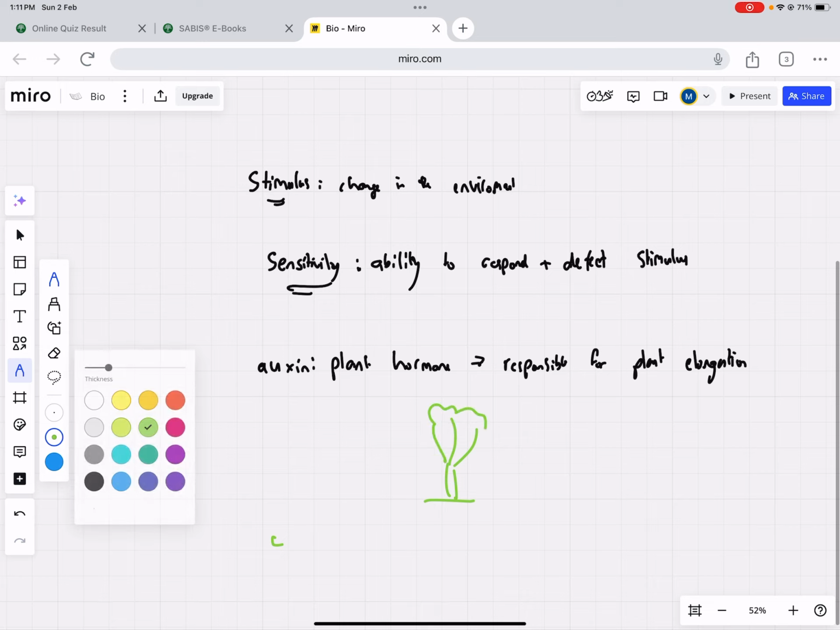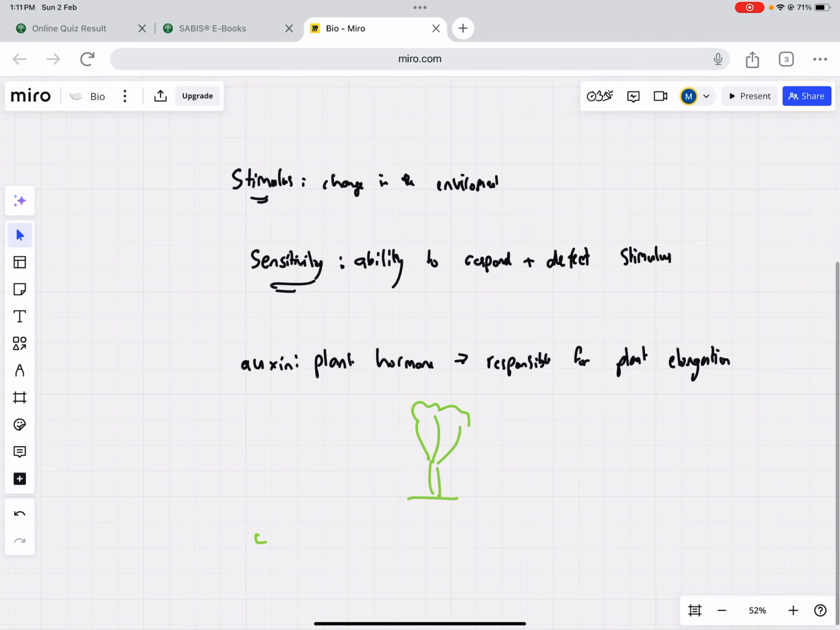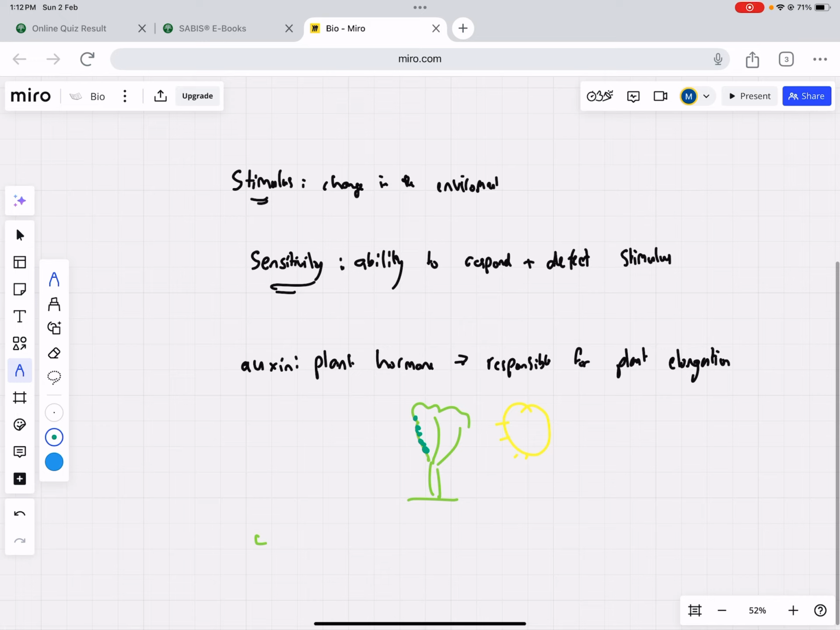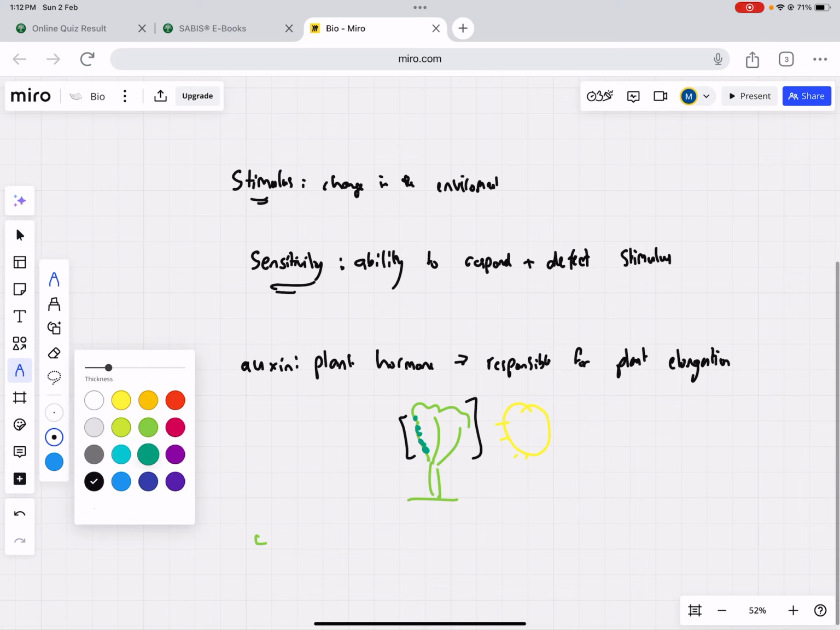We have sunlight from this direction only. Okay? So what's going to happen? The auxins, I'm going to put them in dark green, they're going to build up on the shaded side. This is the side that is exposed. Let me show it to you. Here, this side is exposed to sunlight. This is the shaded part. So the auxins will build up on the shaded side. Pay attention to it. They build up on the shaded side.